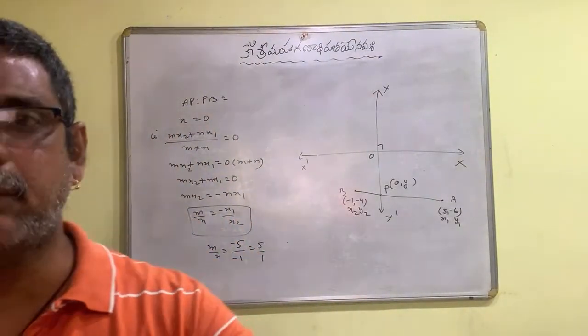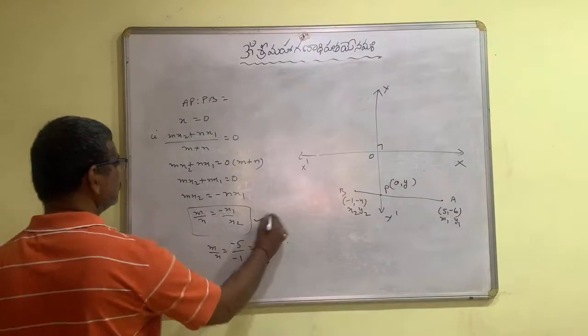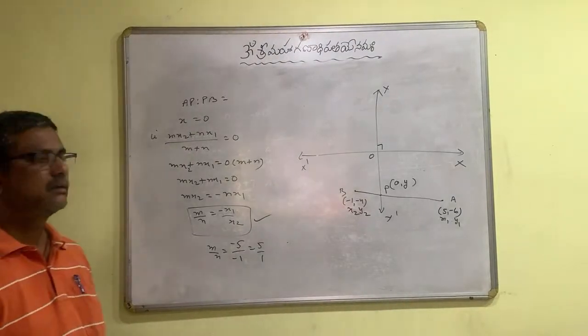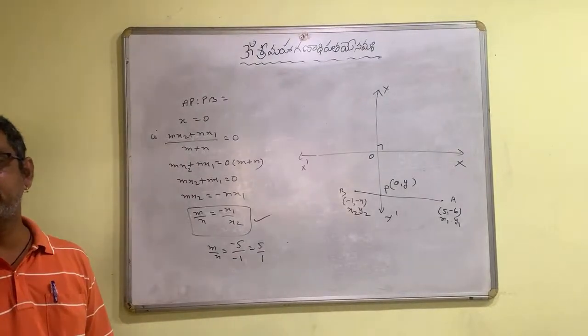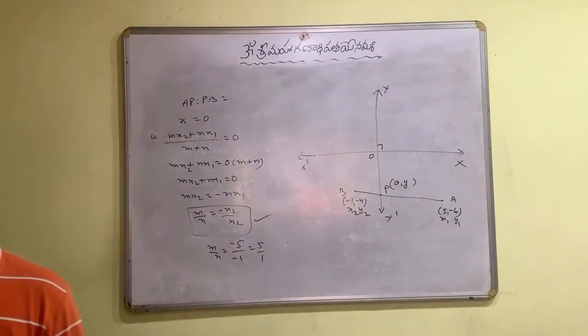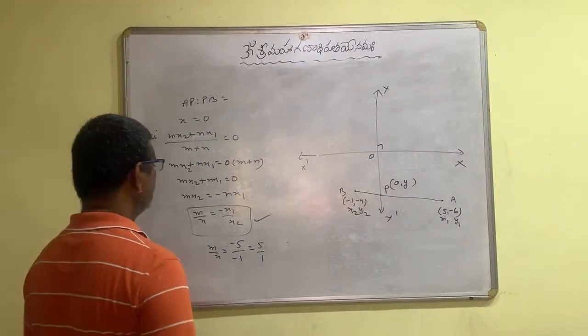Okay, leave that one first. Observe this. If the line segment intersects the y-axis, then the y-axis divides the line segment in the ratio -x1 by x2. That is what you have to keep in mind.